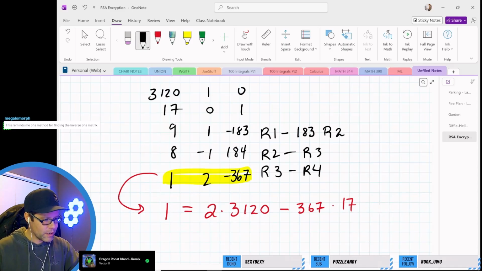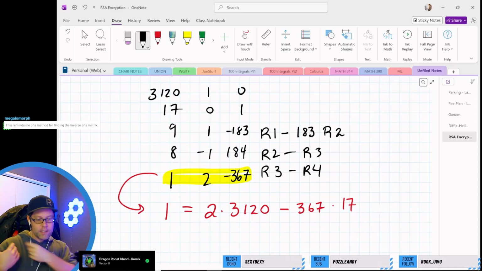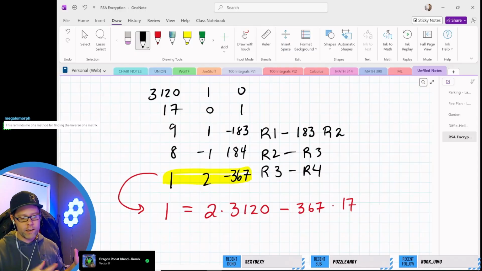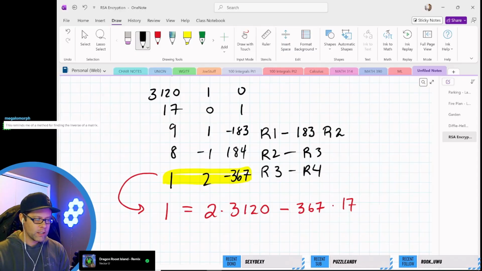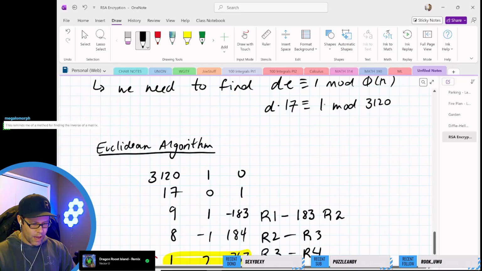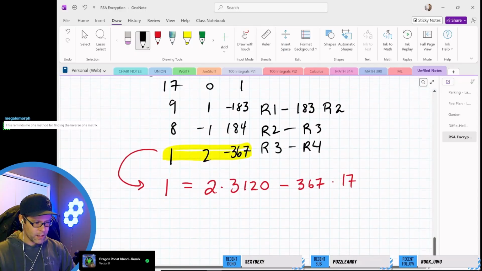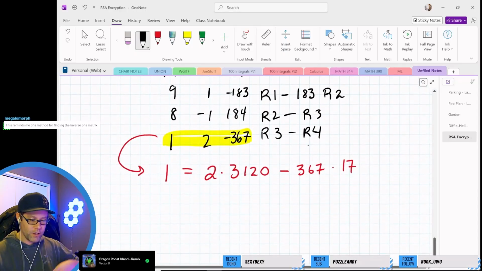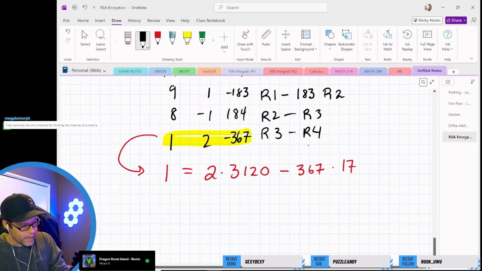Okay, so we were able to express the GCD of these two numbers, which we know is 1, as a linear combination of 3120 and 17. Now, how does this help us with the original problem? I just have to think about this for a second. We need to take everything mod 3120, right? So if I take this and apply mod 3120 to it, what do we get?